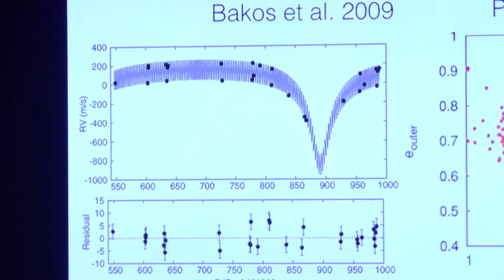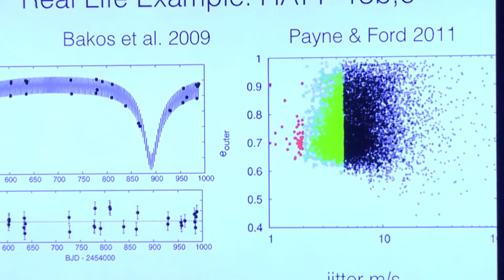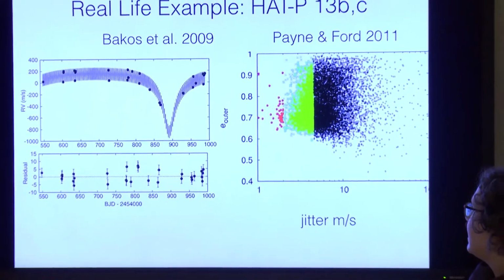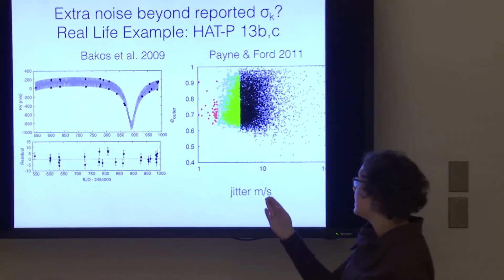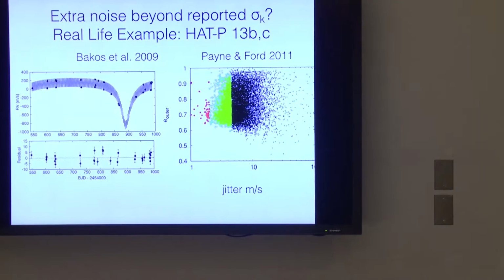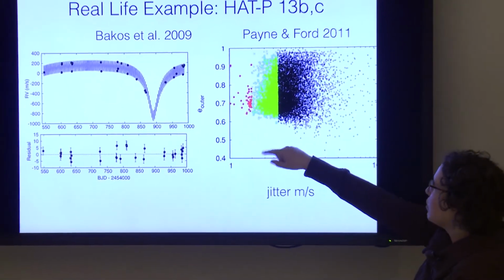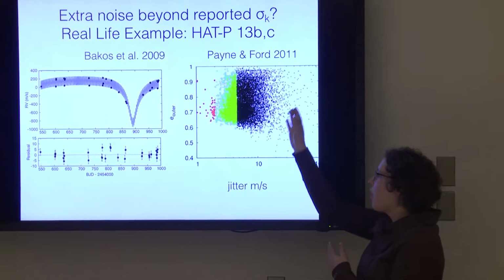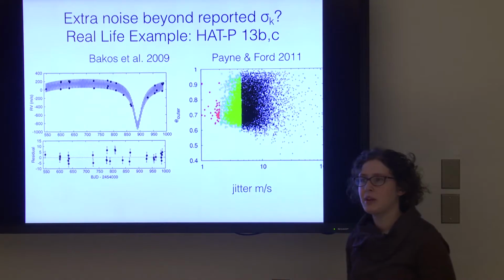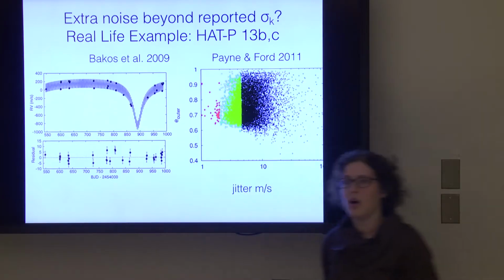So there was some originally reported uncertainty, but then Payne and Ford, being Eric, who taught this last week, did an MCMC analysis of the system where they had this extra jitter parameter that's added in quadrature to each of these. And then depending on how high that jitter ends up being, you can either constrain the eccentricity really well, or if there's a lot more uncertainty beyond what's reported for these data points, maybe you're really not constraining what the eccentricity is. Maybe you're not really able to measure the shape all that well.